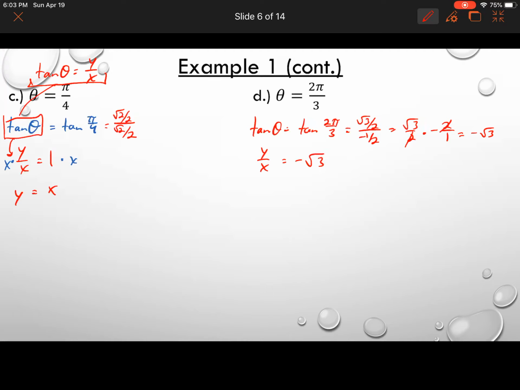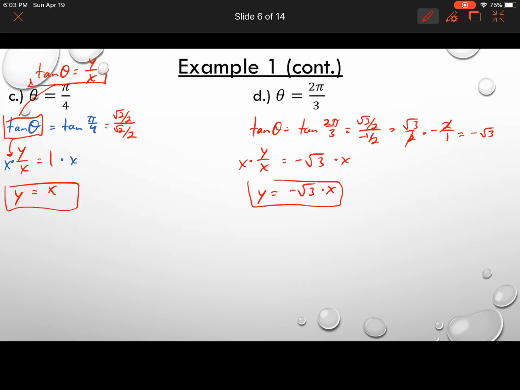And once again, if we wanted to get y by itself, or we wanted to write this equation as y equals, we would multiply both sides by x, so we would be left with y is equal to negative radical 3 times x. So that would be our final answer for this problem.